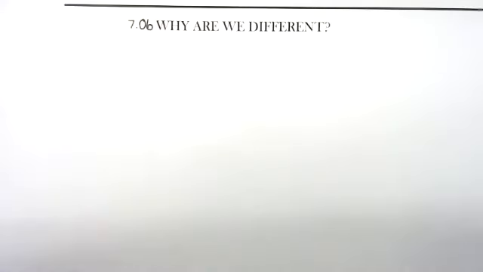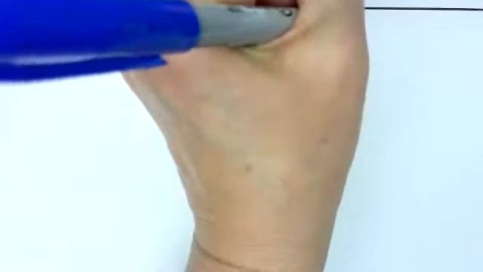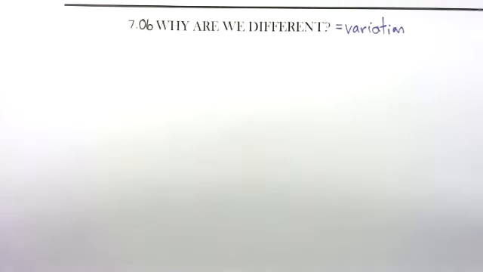This is the sixth video in the series on applied genetics, and the topic of this video is why are we different? In other words, where does variation come from? And we have talked about the fact previously in this class that variation is a very important component of life. If we didn't have it, life would break down very quickly.